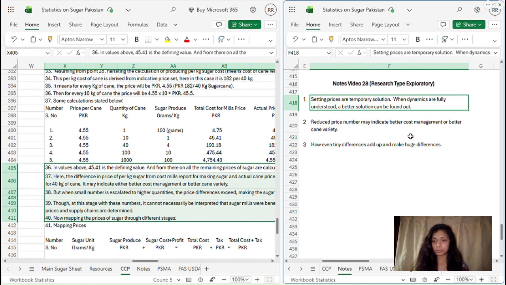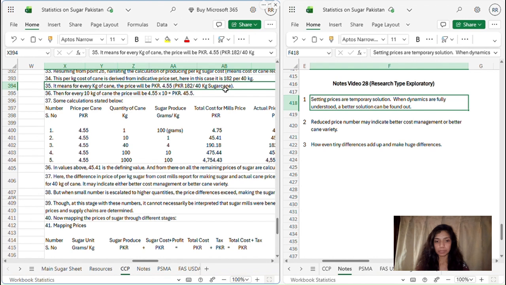Let's just do the notes here. Setting prices is a temporary solution. When dynamics are fully understood, a better solution can be found. That we have established from here above.